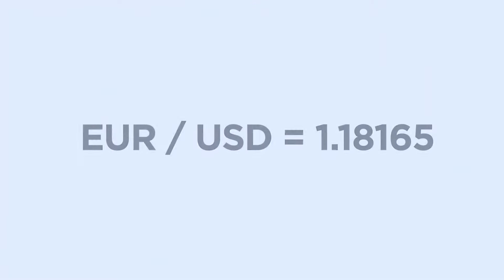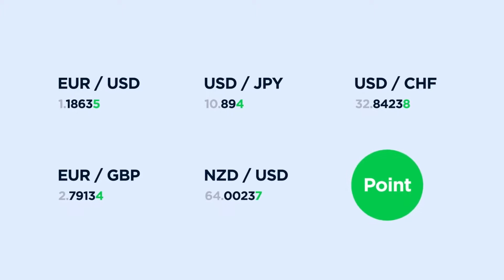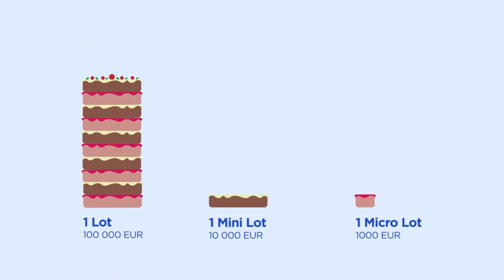Let's summarize what we've learned from this lesson. Currencies are quoted in pairs. You can buy or sell the base currency for the quote currency. Each pair has 5-digit pricing except pairs with Japanese yen, which have 3-digit pricing. The last digit is called a point, and the second to last a pip. The standard volume for trading on Forex is called a lot and equals 100,000 units of a base currency. OctaFX allows you to divide a lot into mini lots and micro lots.